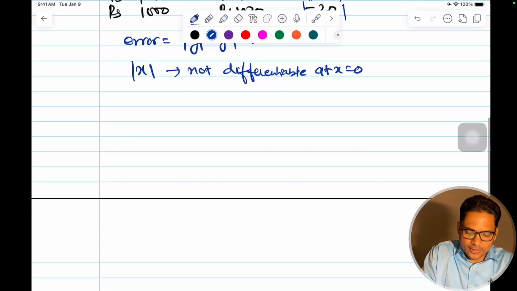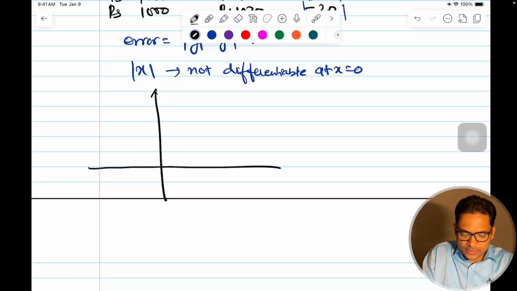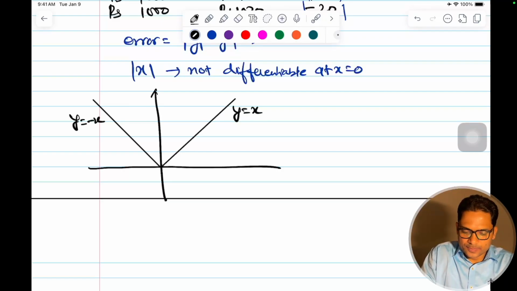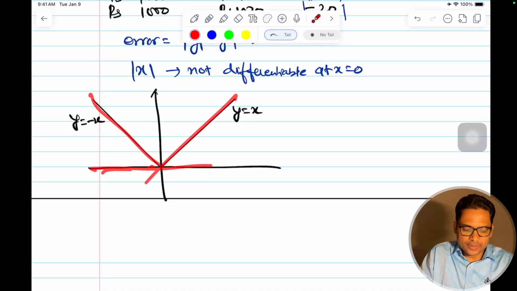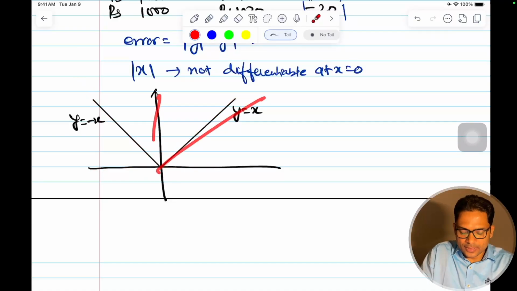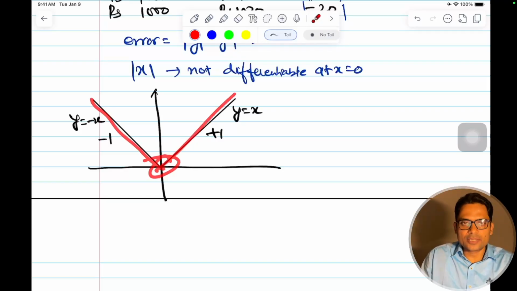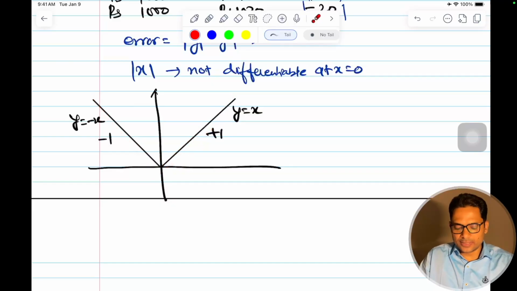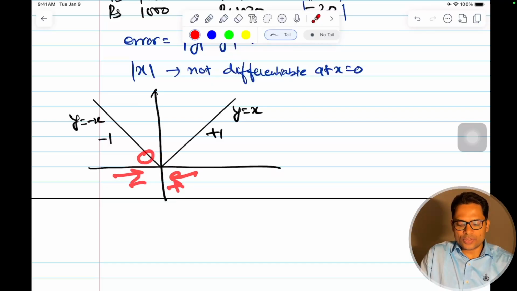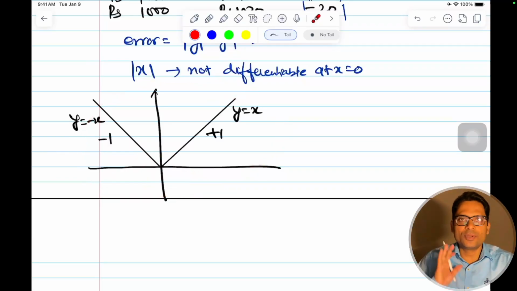How is the graph? For the absolute function, the graph is y equal to x for positive x, and y equal to minus x for negative x. At 0 it is not differentiable, because the gradient on one side is minus 1 and on the other side is plus 1. The gradient is not smooth, it changes from minus 1 to plus 1. There's a cusp, and the limit does not exist, because the gradient coming from the negative side is not the same as the gradient coming from the positive side. Check that video for the details, but I've given you enough to understand.